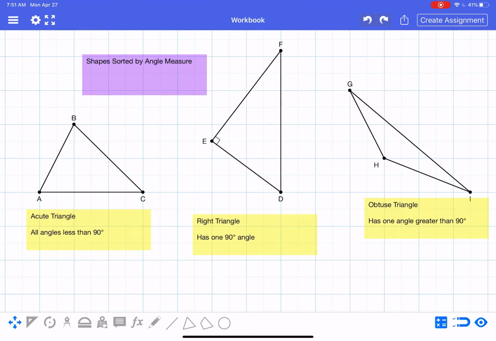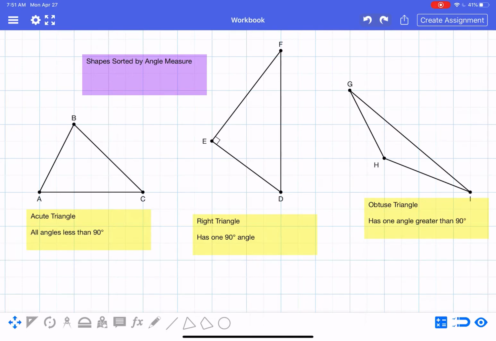This week we're going to continue sorting shapes, and it's probably the last lesson for sorting shapes. It takes the previous two lessons and really smashes them together into classifying shapes. And I don't really think it's that hard. So the first thing we're going to do is classify, or sort, shapes by angle measure.